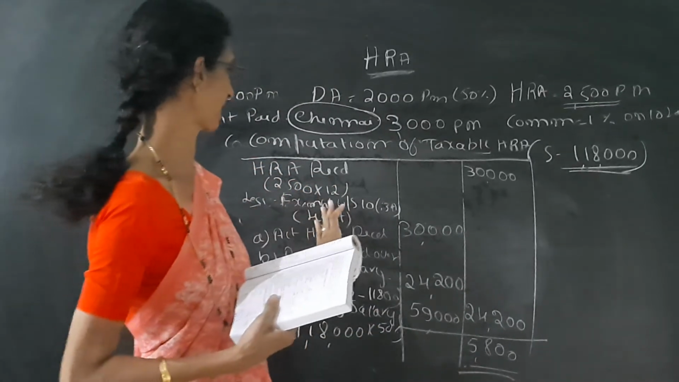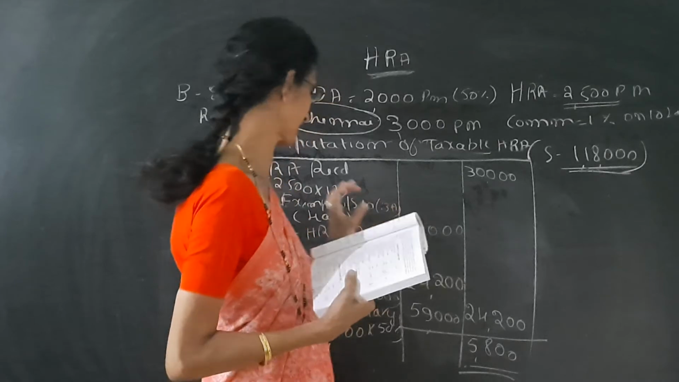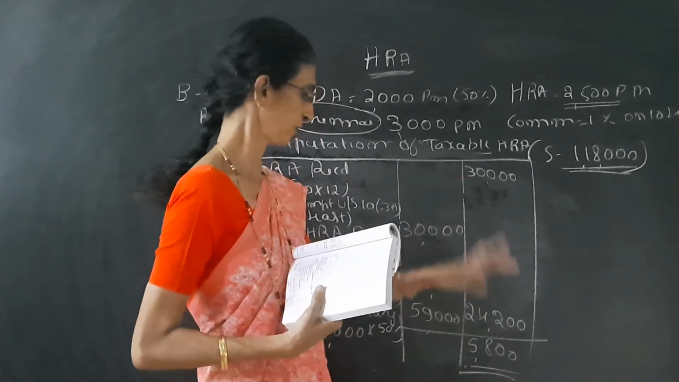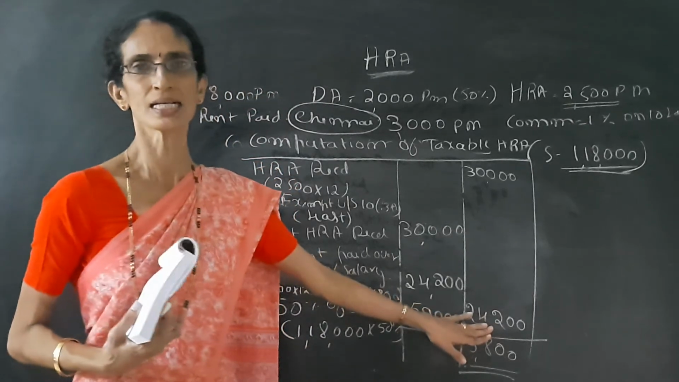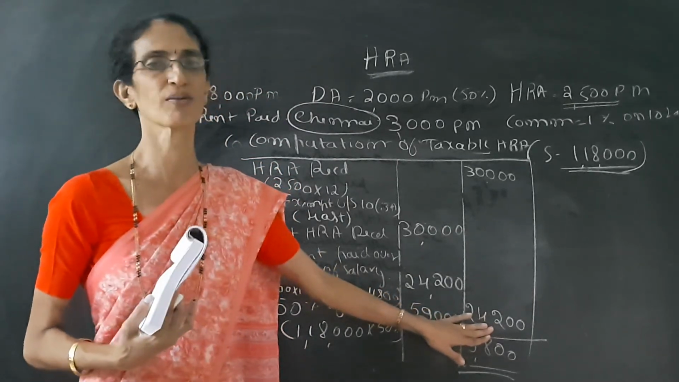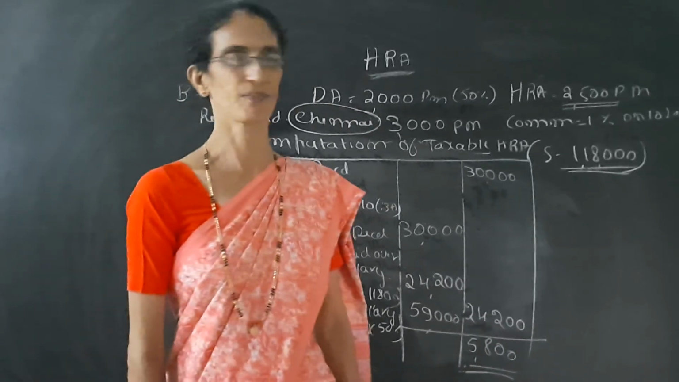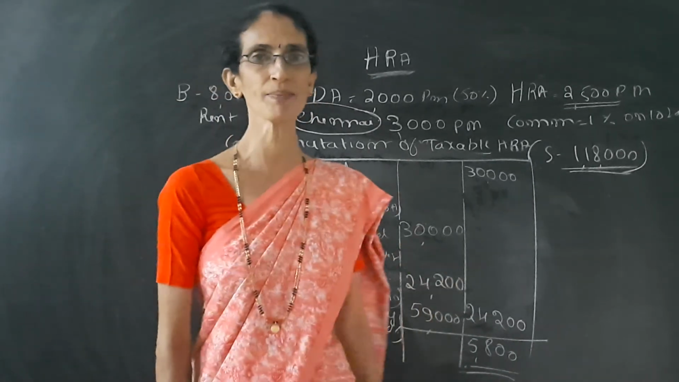That is why here we are writing exempted under section 10(13)(a), least of the following. That means out of 30,000, 24,200 is tax free. It is exempt from tax, and the remaining 5,800 is taxable. So with this we can end this problem. Thank you.